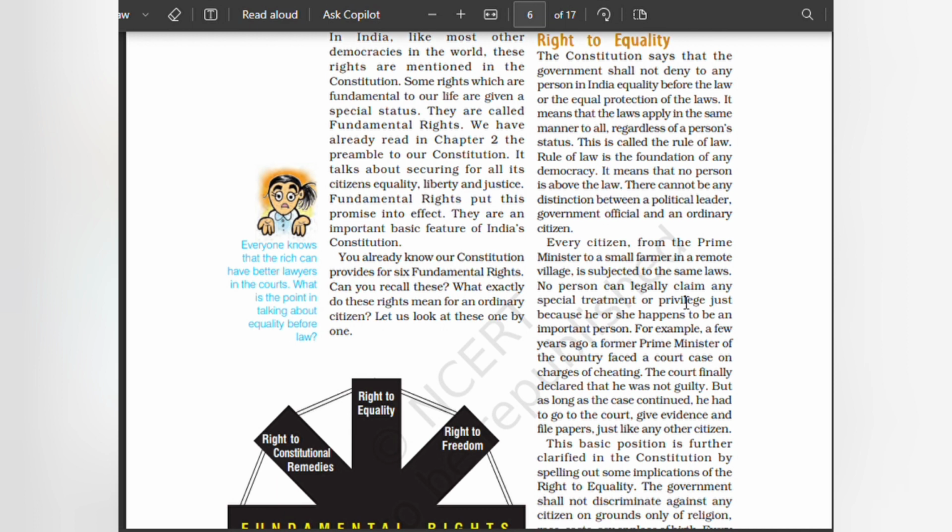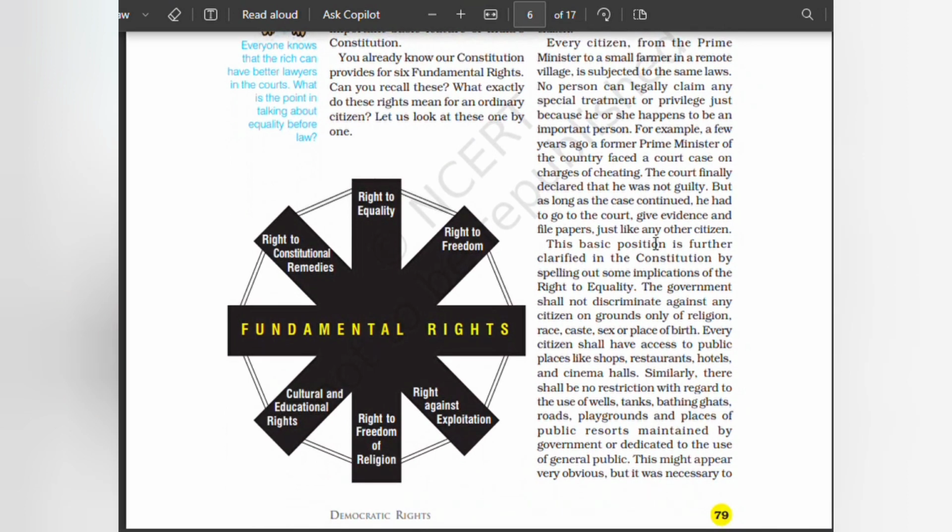No person can legally claim any special treatment or privilege just because he or she happens to be an important person. For example, a few years ago, a former Prime Minister of the country faced a court case on charges of cheating. The court finally declared that he was not guilty, but as long as the case continued, he had to go to the court, give evidence, and file papers just like any other citizen. This basic position is further clarified in the Constitution by spelling out some implications of the right to equality. The government shall not discriminate against any citizen on grounds only of religion, race, caste, sex, or place of birth.